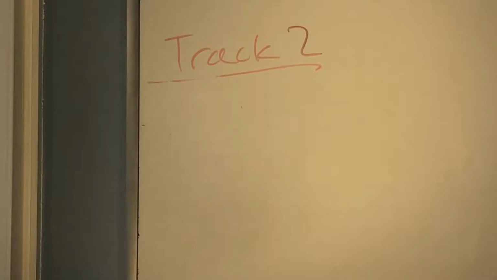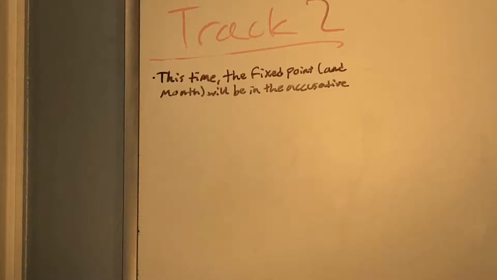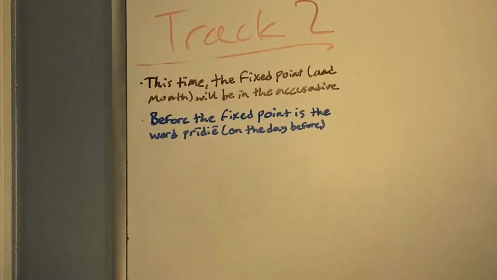Let's move on to track 2. This time, your fixed point and your month will be in the accusative, not in the ablative. Before your fixed point and your month will be the word pridie. This is translated into English as "on the day before." This makes sense because we're talking about the dates that are on the day before one of the fixed points.